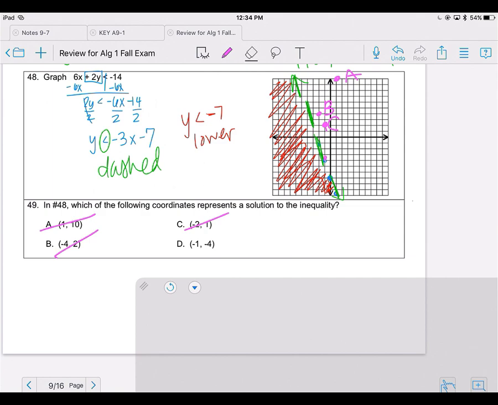Oh, I graphed B wrong. (-1, -4) is on the line, but because the line is not included, it is not part of the solution. I graphed B wrong, (-4, 2). I did (-2, 4). So (-4, 2) is in my shaded area and therefore is a solution to my inequality because it's in the shaded area.